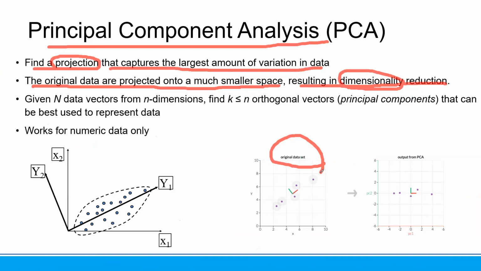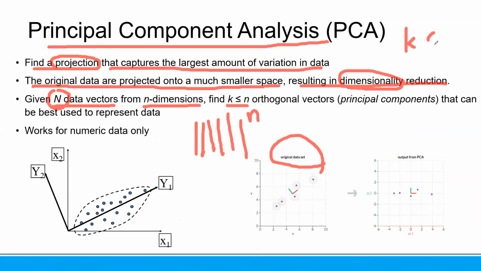And in other things, we can also use the n data factors. Big N is the number of data or the number of rows from n dimension. So it means n is the number of attributes. Okay, we have n columns. So we need to find the k. K should be less than n.